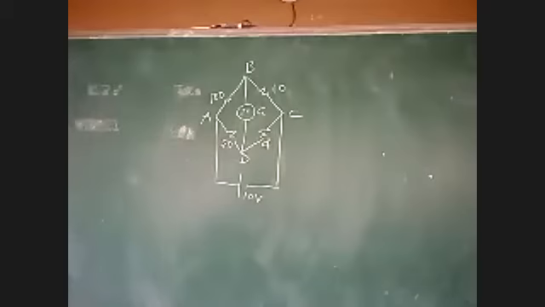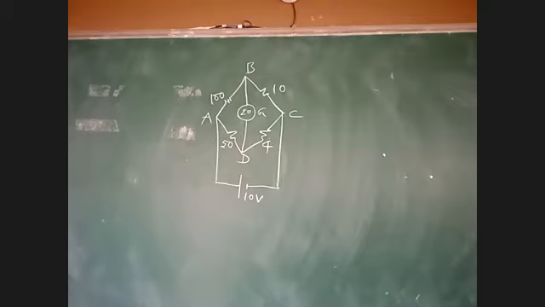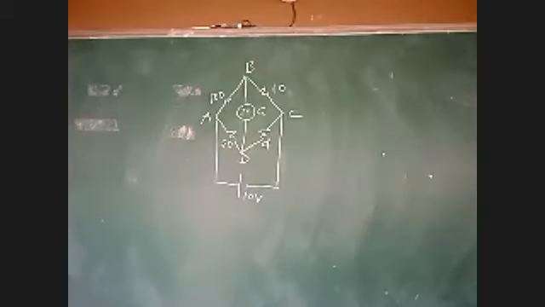Sir, G 20, what is that value? G is the galvanometer. Inside the galvanometer, we have one coil. That coil has a resistance of 20 ohm. Inside the galvanometer, there is one wire, and that wire has a resistance of 20 ohm. Otherwise, first write down the question, then you can understand.